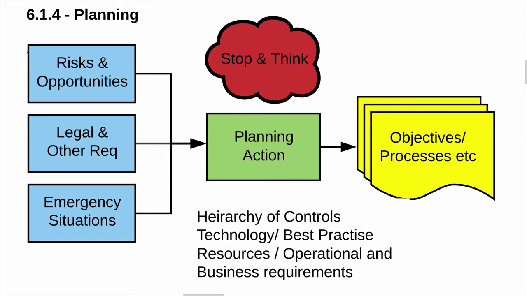If you've identified some issues that require action, consider the hierarchy of controls from eliminate, substitute, engineering, administrative, all the way down to PPE controls. Consider the hierarchy of controls before you take action. Consider technology, best practice, resources, operational and business requirements before you pull any of those actions through to objectives or processes or whatever it is that you're going to use to control those particular hazards and risks.